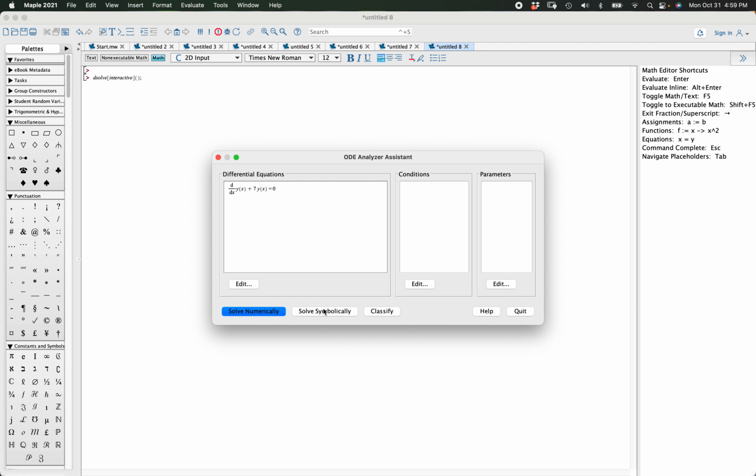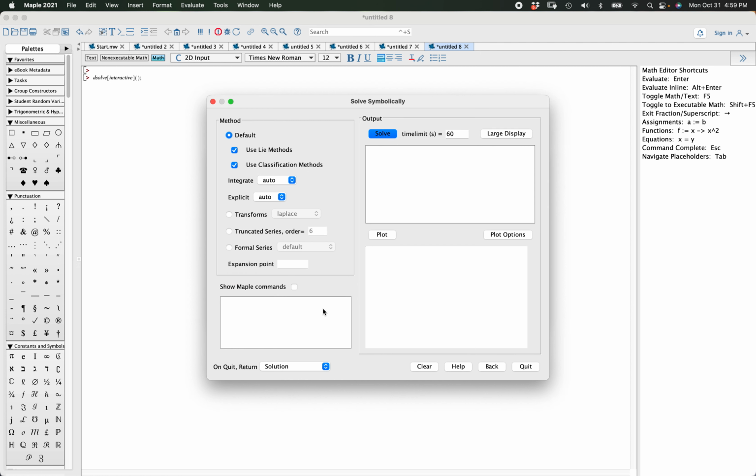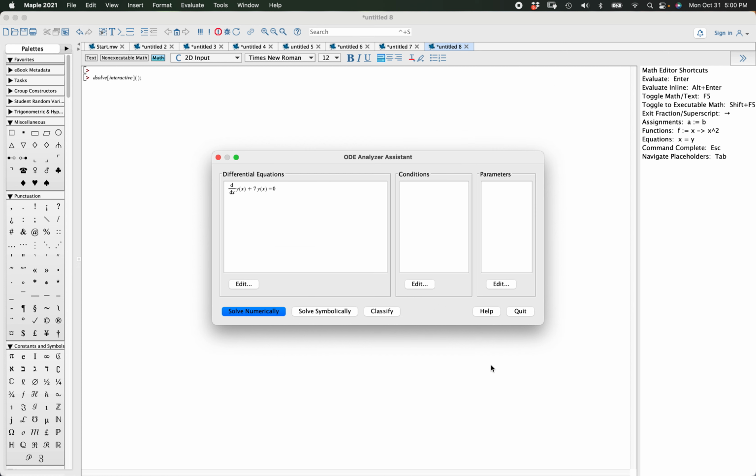Once you are done, you can look at solving symbolically, and looking at the series solution from Maple, you click on the circle next to formal series, click on Solve, and you're going to have this particular display. We're going to put this in terms of the power series representation, where we have factorial notation as opposed to gamma notation.